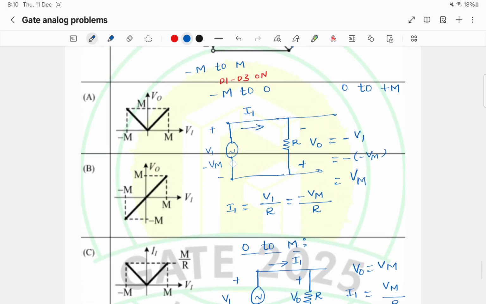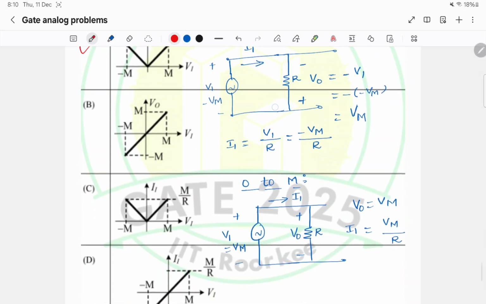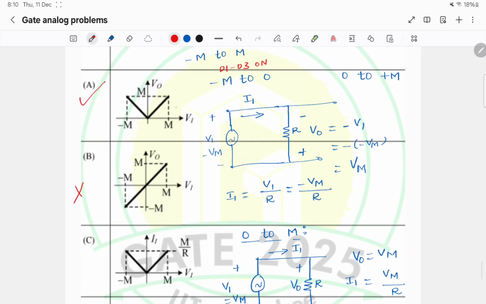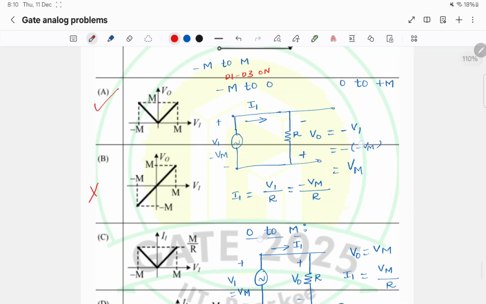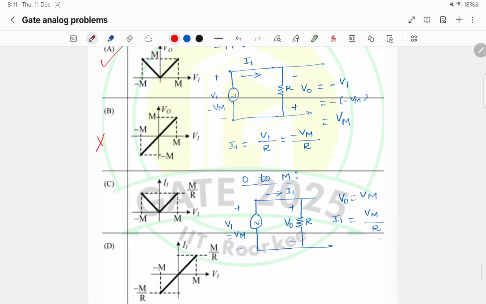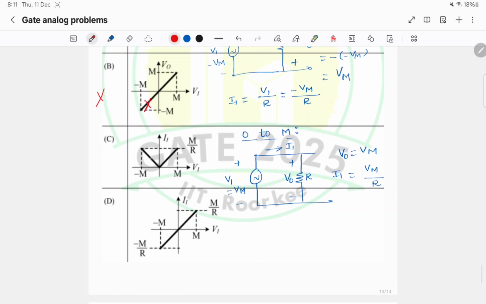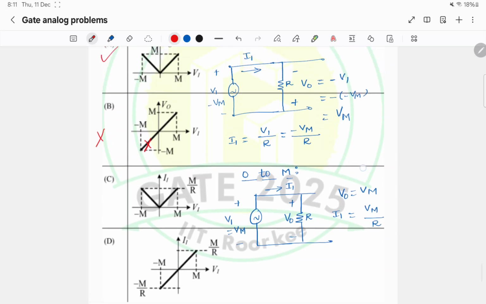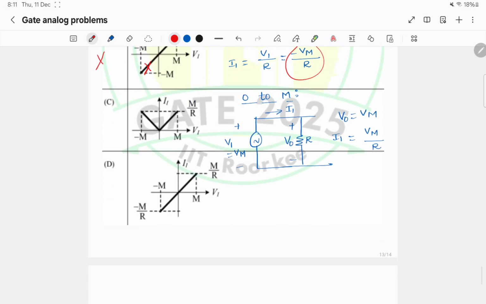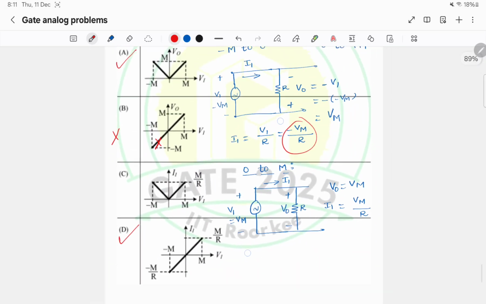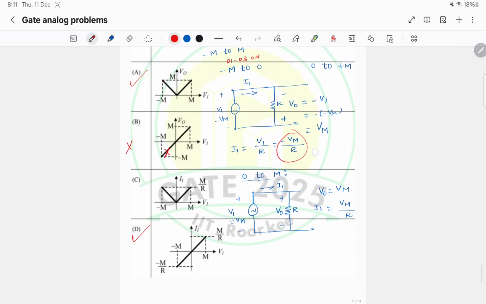So from these plots, this is true, this is not correct, because in both half cycles V naught is Vm. So first option is correct and this is not correct because it has negative values here. And I1 in the first half is negative, minus Vm by R. So this plot is correct. A and D are correct. Okay, thank you.